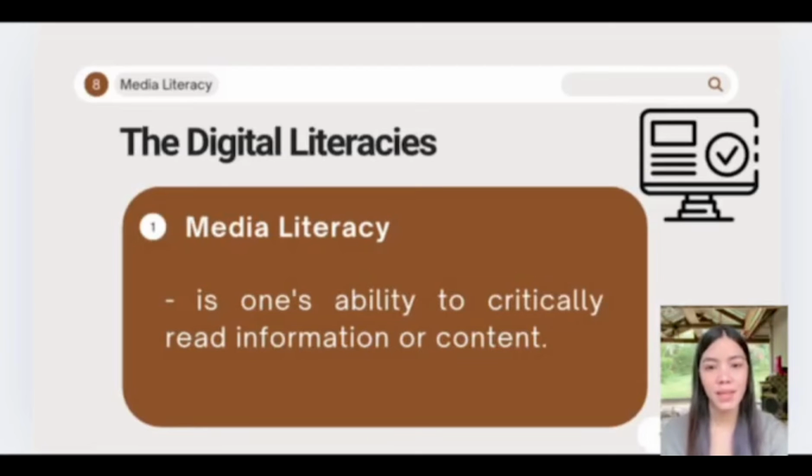One of its instances is when you see a news article online claiming a miracle cure for cancer. Instead of immediately believing it, you check who wrote the article, if it's from a reputable news source, and look for evidence supporting the claim from other trusted sources like medical journals, not just blogs. So you understand that headlines can be misleading and that checking multiple sources is key.